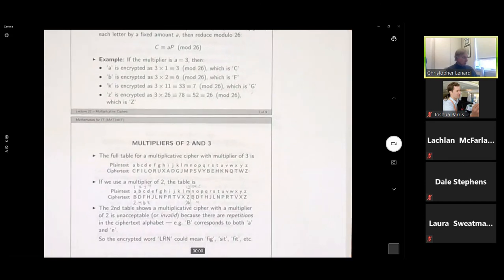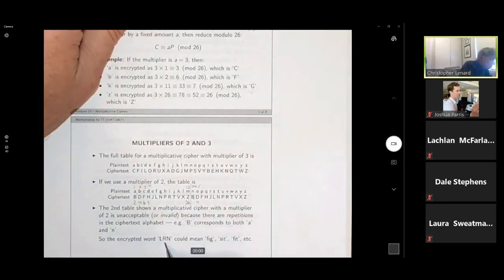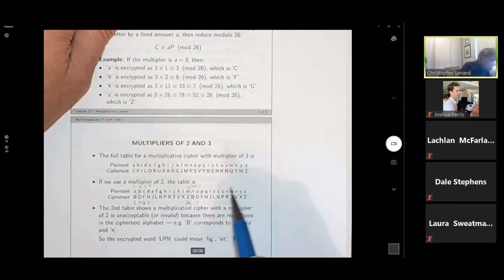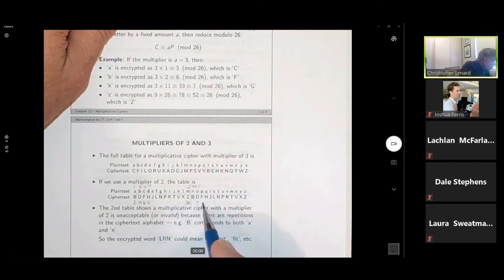That sort of pattern is built into it, but it does mean that as far as a multiplier in ciphering, it isn't very good. Because if I have LRN and I want to decrypt it, knowing that this is the cipher, L could have been F, or it could have been S. R could have been I or V. N could have been G or T.